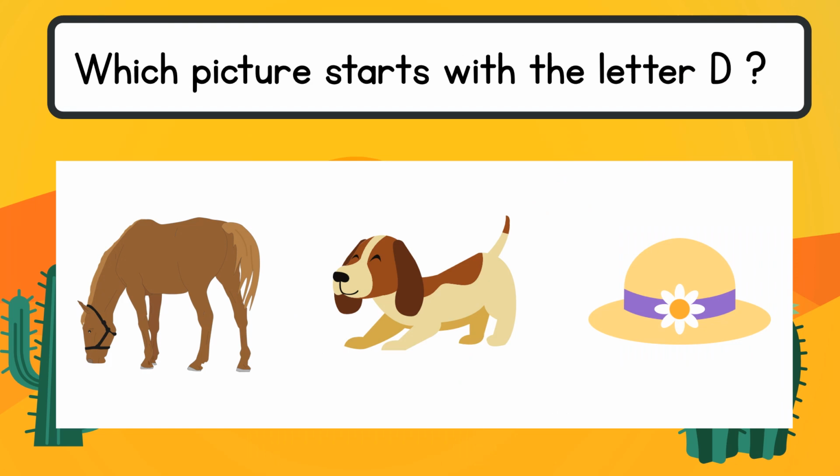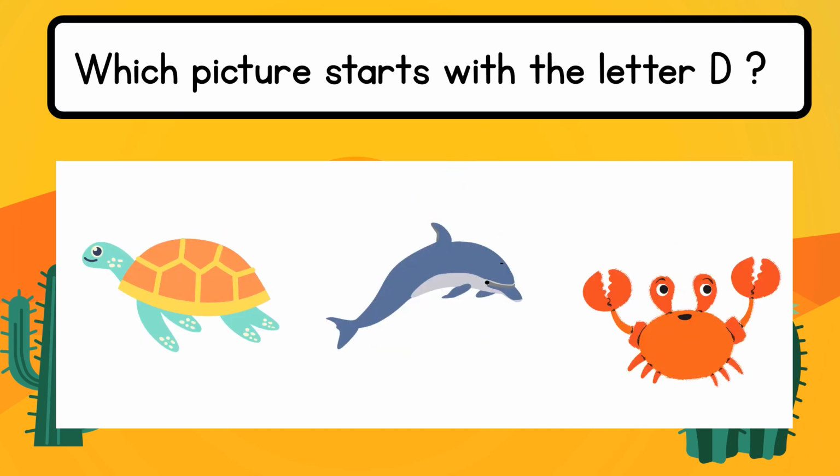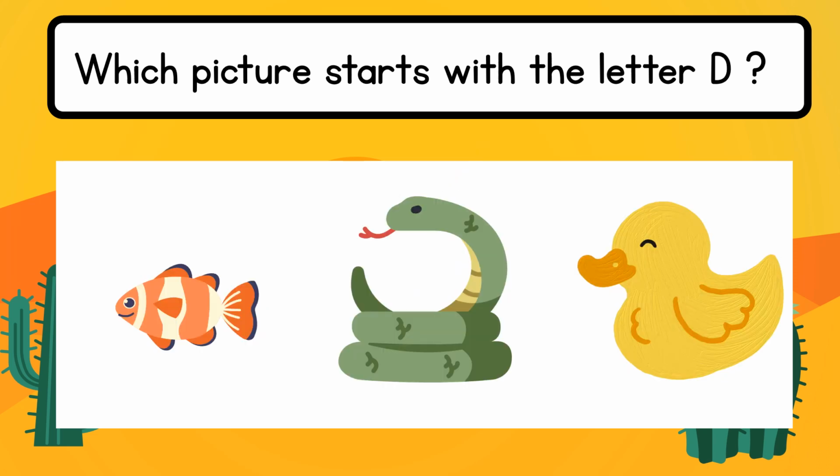Which picture starts with the letter D? Good job. It's a dog. Which picture starts with the letter D? That's great. It's a dolphin. Another one. Good job. It's a duck.